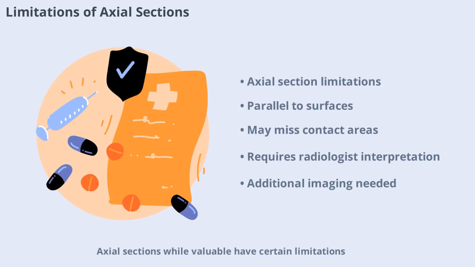Axial sections, while valuable, have certain limitations. They lie parallel to the surfaces of interest and may miss areas of contact or regions exposed during surgery. These images often require interpretation by a diagnostic radiologist, as they bear little resemblance to physical examination findings. In complex anatomical areas, axial CT may not provide optimal information, necessitating additional imaging in other planes.